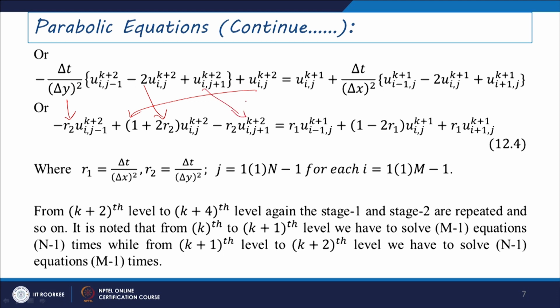Similarly, if you go to the right hand side here, ui minus 1 j k plus 1 is associated with this term. So that is why R1 into ui minus 1 j k plus 1 here, and for the second term, one term is coming from this one and minus 2R1, and the last term is as usual there. So from the k plus 2th level to the k plus 4th level, again stage 1 and stage 2 are repeated, and so on we can go.